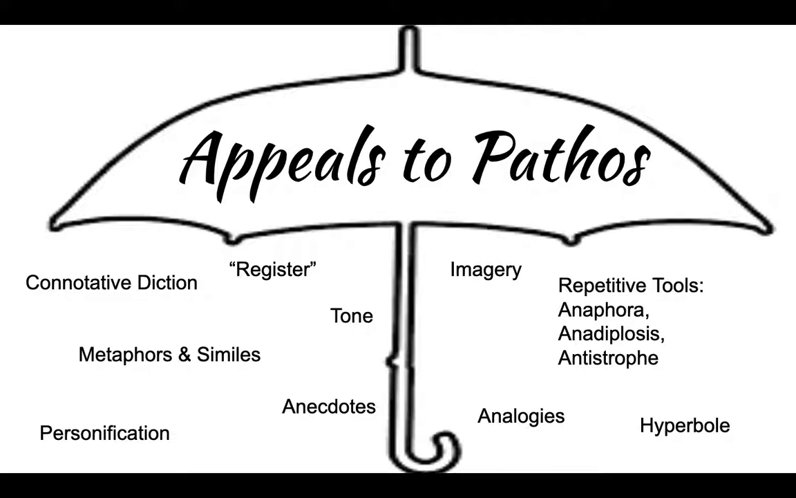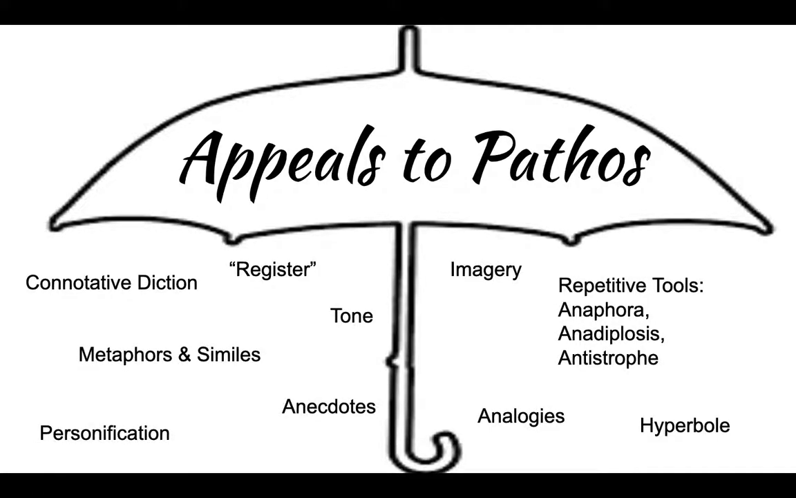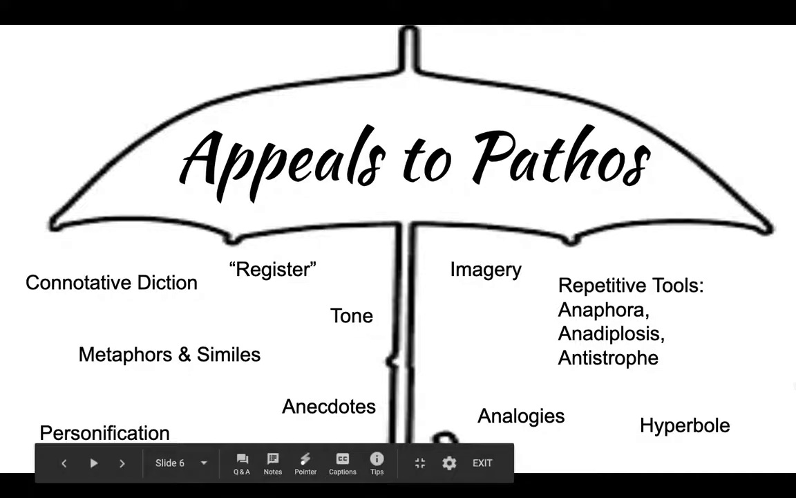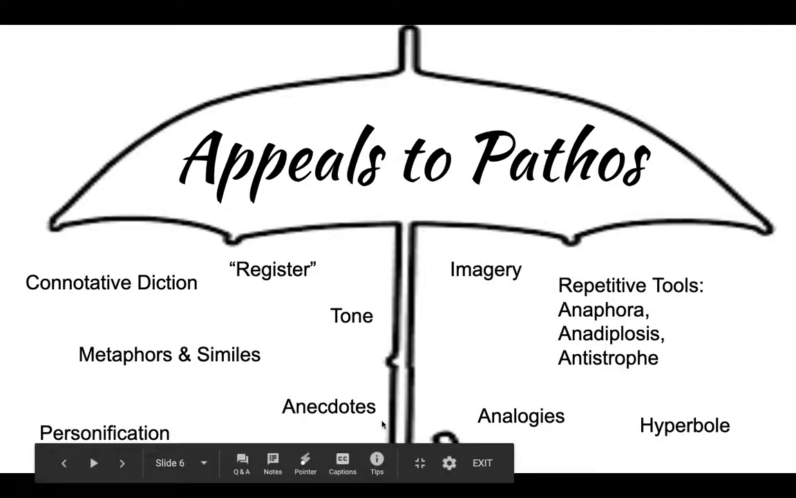So when we are appealing to pathos, these are some of the tools that authors use. Imagery that clearly makes us feel a certain way about things that we're reading. Tone, connotative diction, that's diction that has really hard emotional appeals. There's the repetitive tools of anaphora, anadiplosis, and antistrophe. Analogies are appeals to pathos, hyperbole, anecdotes, there's tons. Metaphors, similes, comparisons, all of that stuff. The way we use words is basically the appeal to pathos. And stories, anecdotal evidence, anecdotes right here, can also be appeals to pathos, not just appeals to logos.